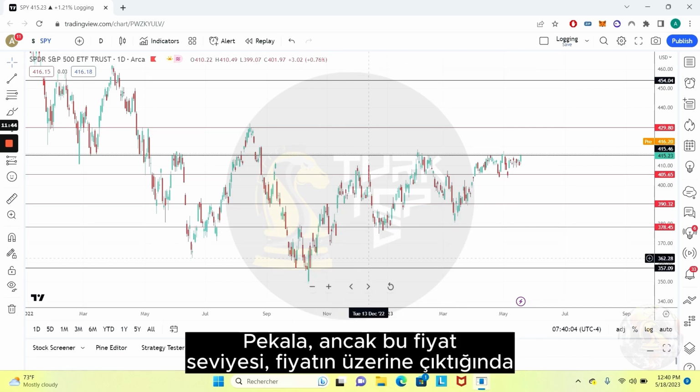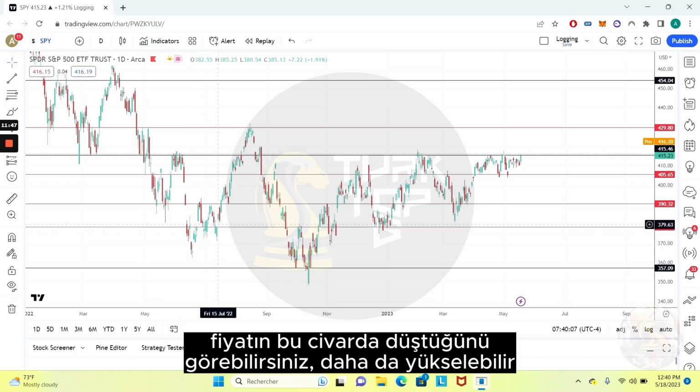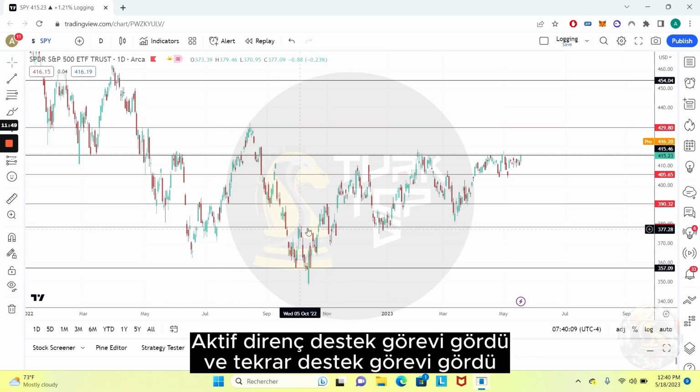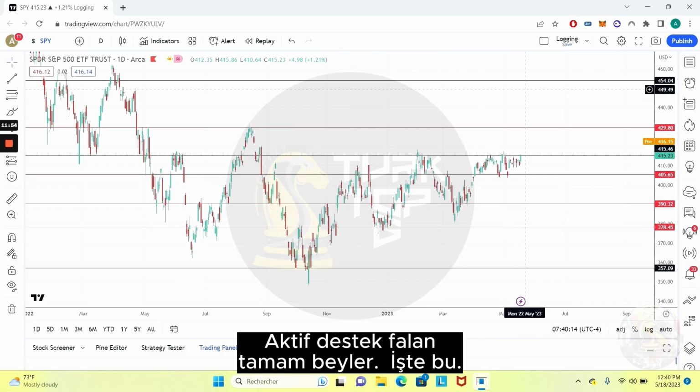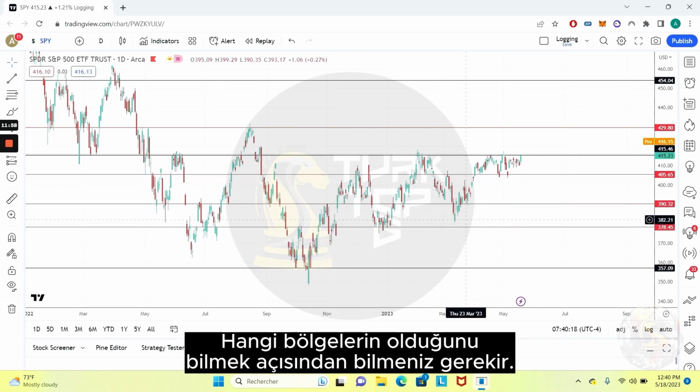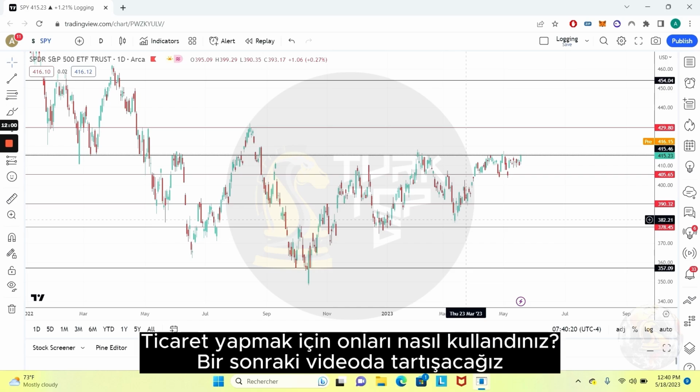But this price level, you can see price chopped around it. Once price was above, it could trend higher. Acted as resistance, acted as support, and acted as support again. Acted as support, and so on. All right, guys, that's it. That's what you need to know in terms of knowing what zones are and how we use them to trade. We're going to discuss it in the next video.